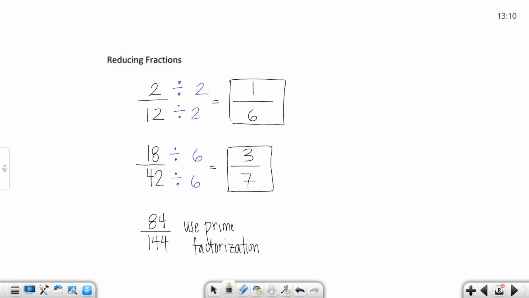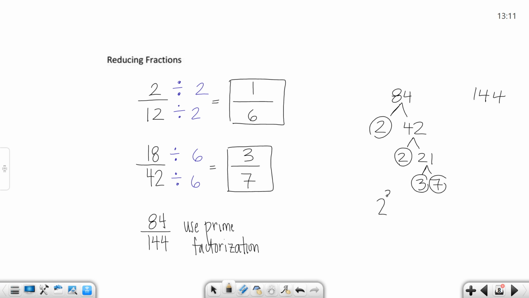But when you get 84 and 144, those are kind of big. Okay, so remember how we did factor trees back in the first half? 84, I know that 2 goes into it, so 2 goes into it 42 times. Okay, so 42, 2 goes into it 21 times, and 21 goes into it 3 times 7 times. So this would be 2 to the second times 3 times 7.